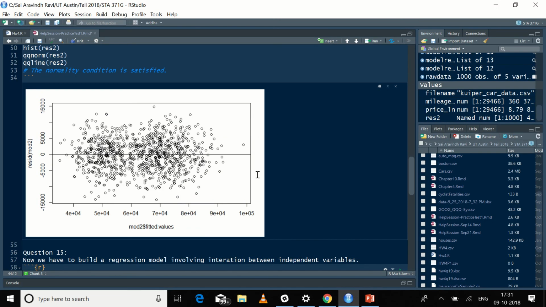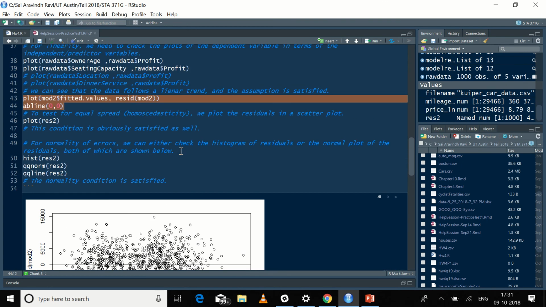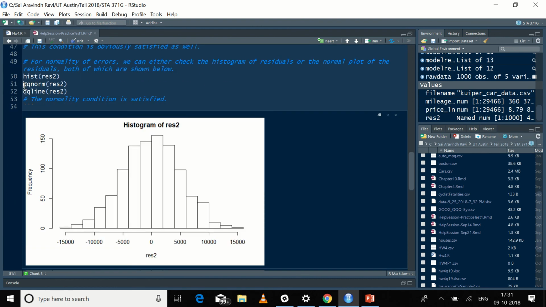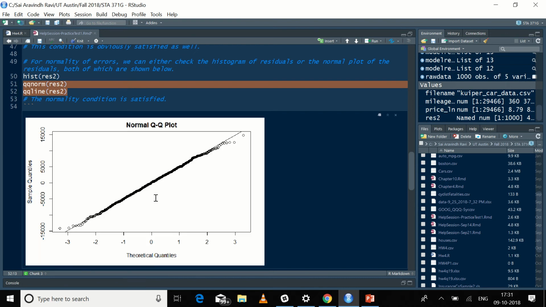And the last one is the normality condition, for which I plot the histogram of the residuals, or I can plot the QQ plot of the residuals. Always remember that if you're using an RMD file, run the QQ norm and QQ line commands together, because if you run them one by one, it's not going to show you the plot. Running them together gives you the line as well as the points for the QQ plot.